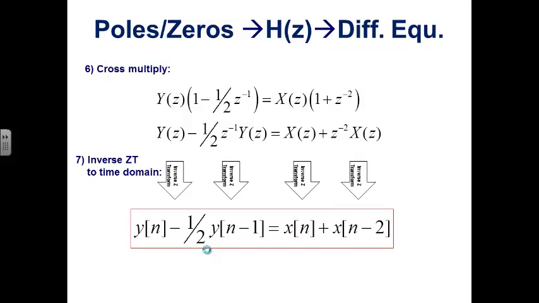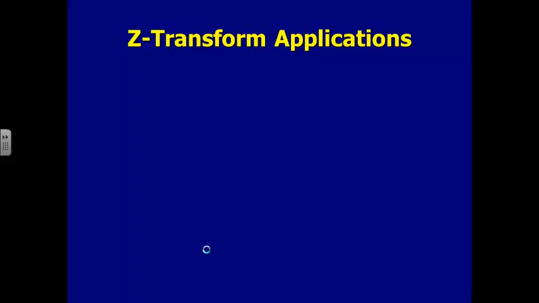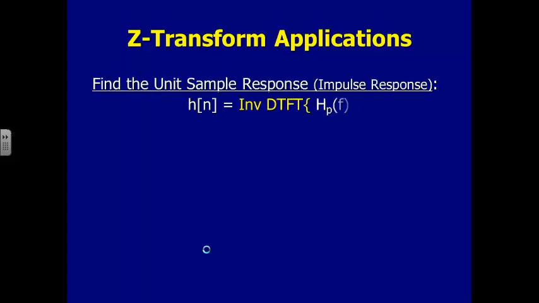So again, start with poles and zeros, you can get back to H of z, you can get back to the difference equation, and the other way too, from the difference equation directly to H of z, to poles and zeros. How are we going to use this? Well, if you need to find the unit sample response of the system, transform the difference equation, find H of z, and inverse transform it. That's probably going to be the easiest way.